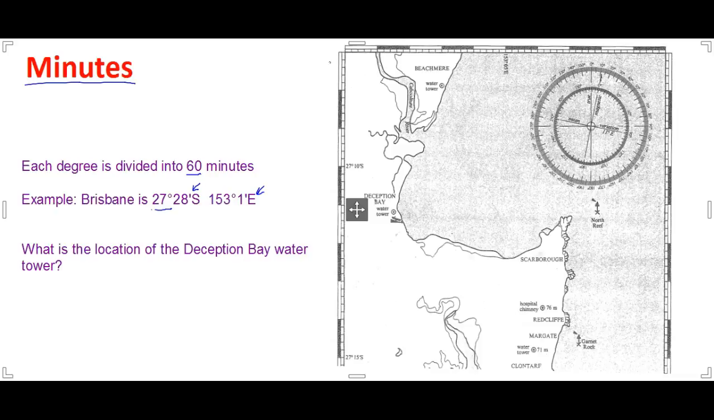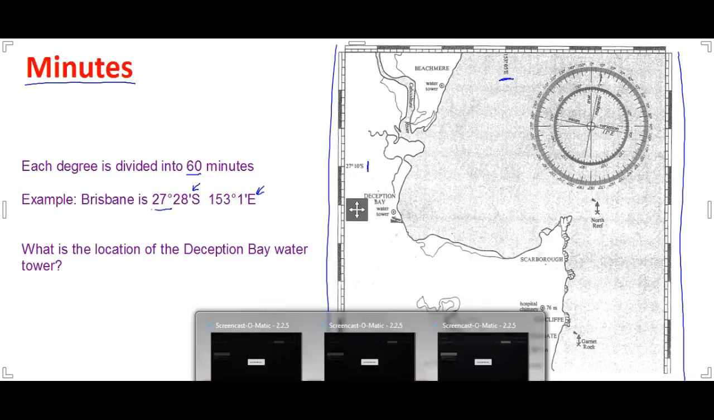Now we're going to be looking at this chart a lot. Okay? So let's have a look at what's on it. We've got Deception Bay. We've got Scarborough. Okay? And we've got some locations around, like a water tower. We've got a water tower here. We've got the hospital chimney at Redcliffe. Okay? And it also tells you what the degrees and minutes are at those locations.